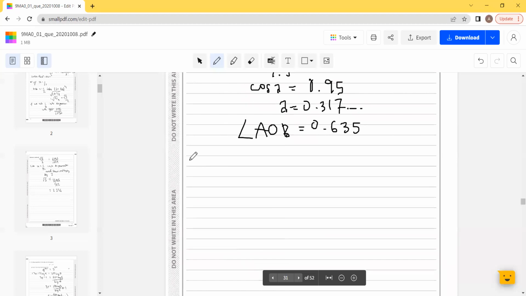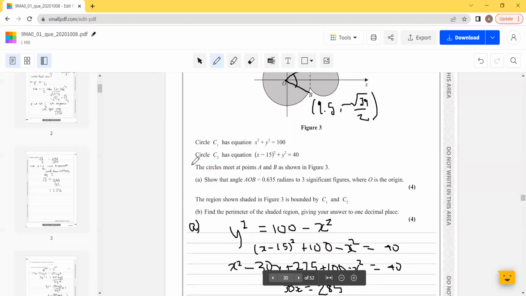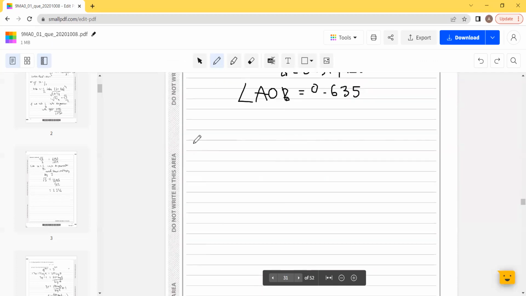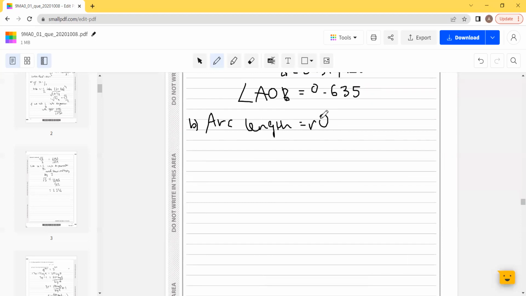So now part B, not part C. Part B is where we have to find out what the perimeter is of the shaded region enclosed by circles C1 and C2, which is slightly more lengthy to do. But just remember, arc length is the key formula. So arc length is r theta. That's the key formula to find the arc length, and this is what we're going to use mainly in this question.